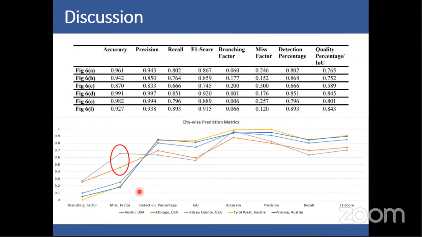And since the INRIA dataset is captured from 5 different cities, we also do a city-wise analysis. We observe that two cities, specifically Kitsap and Chicago, are missing out a lot on buildings. Our model is missing out on extracting a lot of buildings.